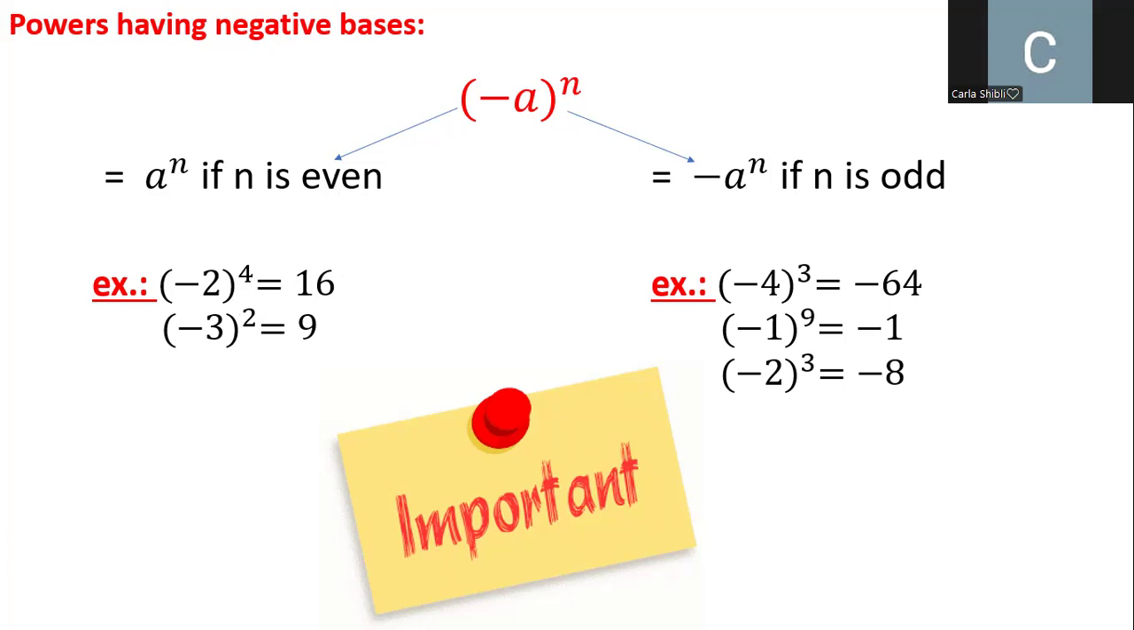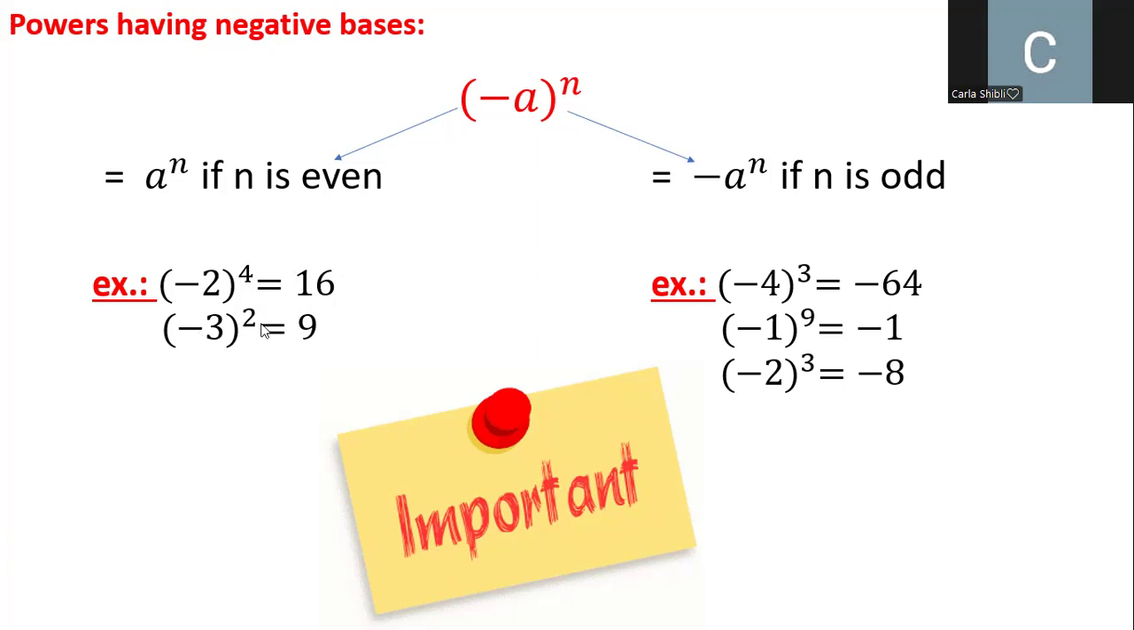For example, 2, 4, 6, 8, 10, etc. So I look at my exponent, which is 4. Since it's even, my answer should be positive. As you can see here, I have no sign, which means it's positive. And I get the answer of 2 to the power 4, which is 16: 2 times 2 times 2 times 2, which is 16.